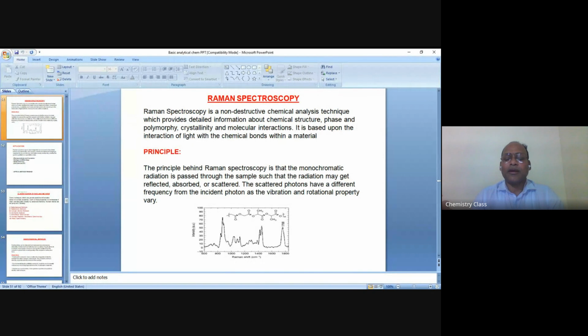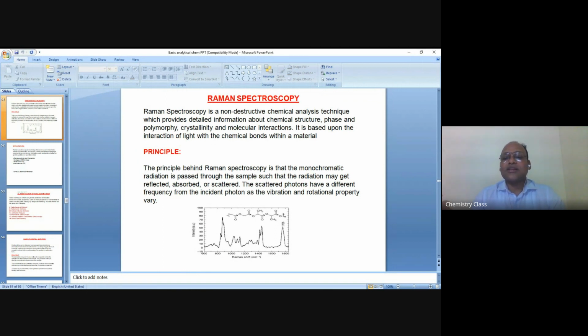What is the behavior of that monochromatic radiation? That depends upon the compound. On the basis of the behavior of the compound, it may be reflected, absorbed, or scattered. The scattered photons have a different frequency from the incident photons. So when the light falls on the sample, the frequency of the incident photons is different from that when it is reflected, absorbed, or scattered.